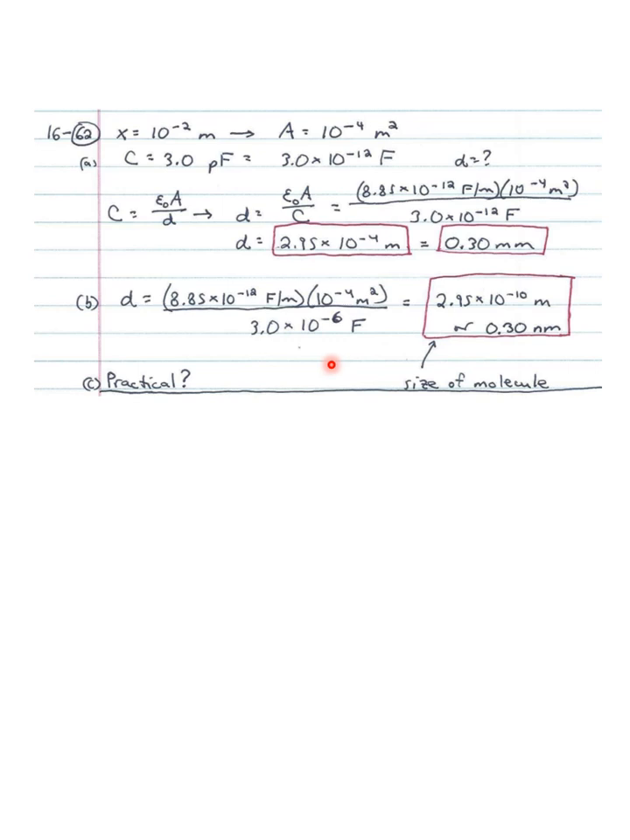Now, on this fraction of a nanometer level, we're getting to the size of a molecule. So the question is asking, are these practical? And the one in part A is practical because you can have a capacitor, you can have this small distance between them, 0.3 millimeters is reasonable. To have a distance of the size of a molecule is much less practical.